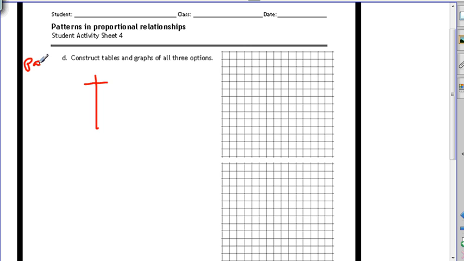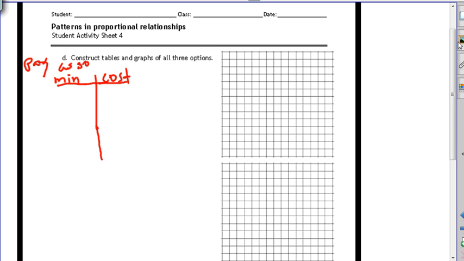Now, a lot of people are going to say, what am I supposed to graph? Pay-as-you-go. All right, so for the pay-as-you-go, I'm going to compare money and time, or minutes, okay? So this is how I'll write down. Let me just make my T-chart a little bit longer. So the first one is minutes. How many minutes I use, and the cost.